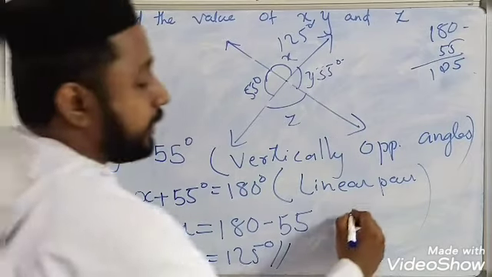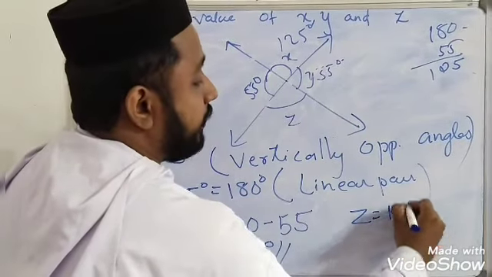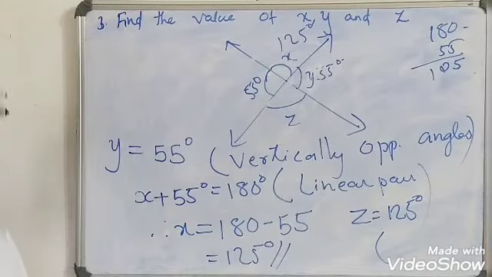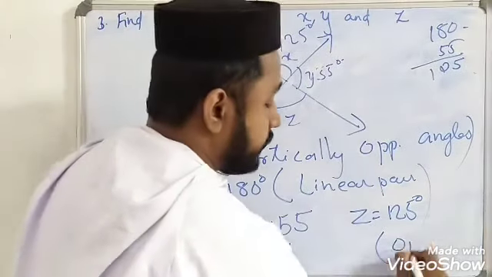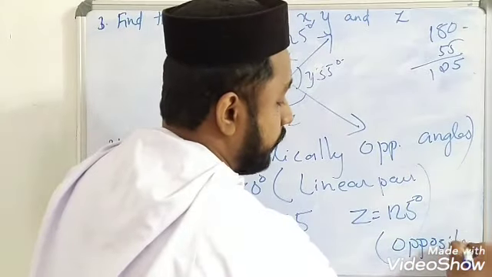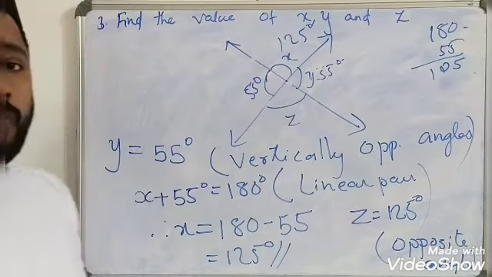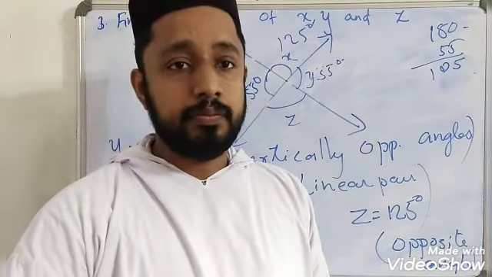We can write z is equal to 125 degrees. The reason is that z is opposite to x. Opposite angles are equal, vertically opposite angles or simply opposite angles. So we can easily find x, y and z.